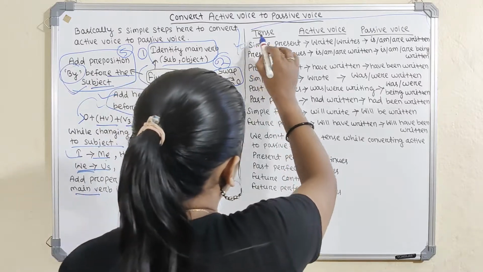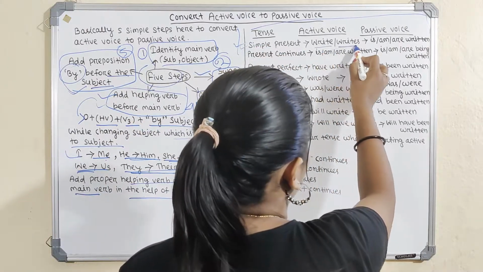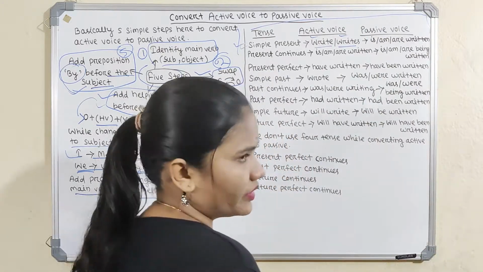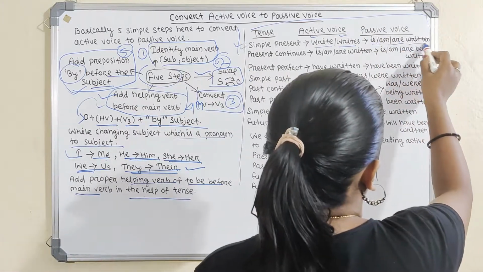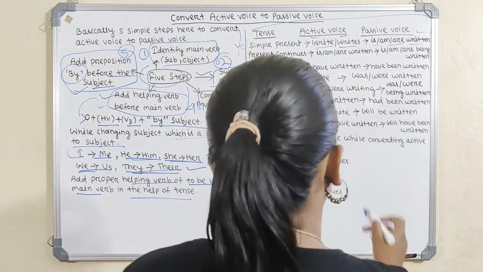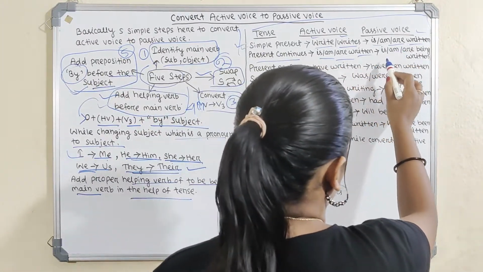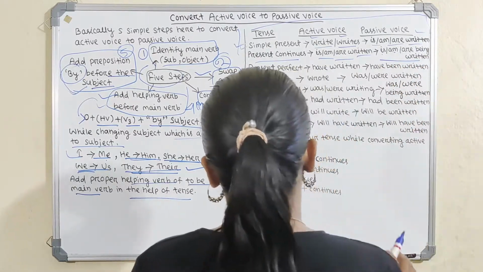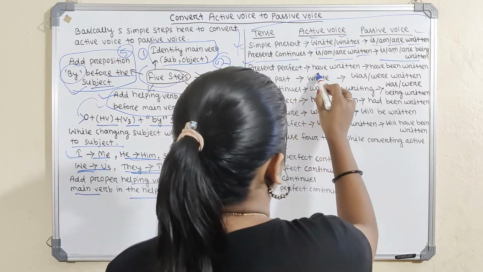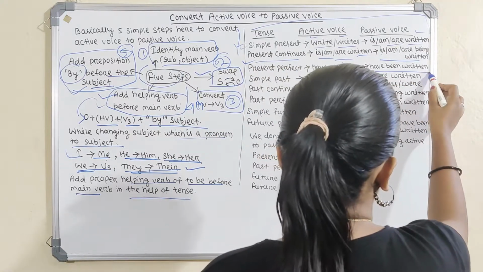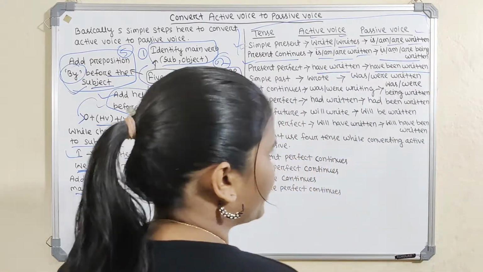Okay, simple present: we can write both write or writes, but in the passive voice we will use is, am, are with written. Present continuous tense: in active voice we use is, am, are, writing. Then in passive voice, is, am, are with being is added. Present perfect tense: have, written in the active voice, but in the passive voice, have been written we have to use.